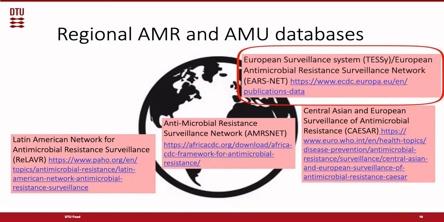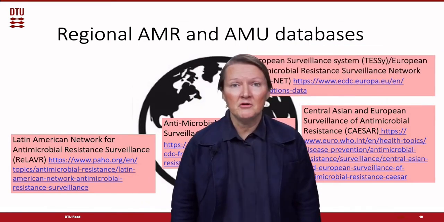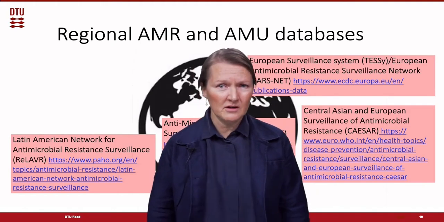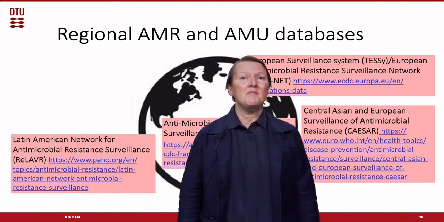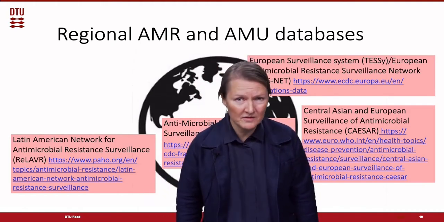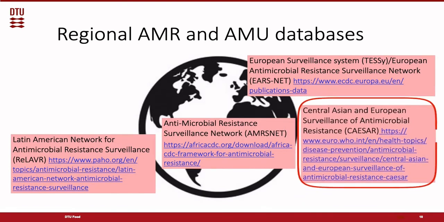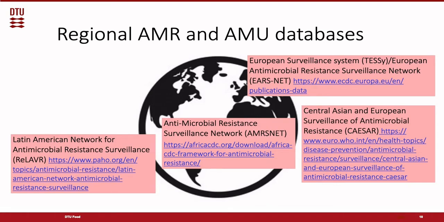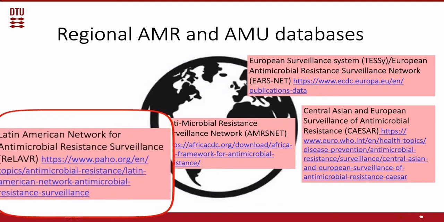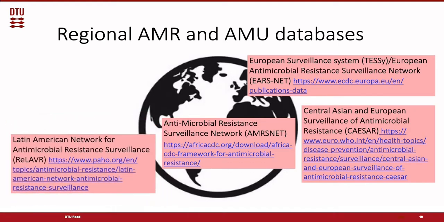We have, however, already existing regional surveillance systems. We have the European surveillance system, the European Antimicrobial Resistance Surveillance Network, which consists of AMR and AMU surveillance. We have the Central Asian and European Surveillance of Antimicrobial Resistance, abbreviated CAESAR, which consists of an AMR surveillance part. And then we have the Latin American Network for Antimicrobial Resistance Surveillance, which is the oldest one that was founded in 1996. And it consists of antimicrobial resistance surveillance.